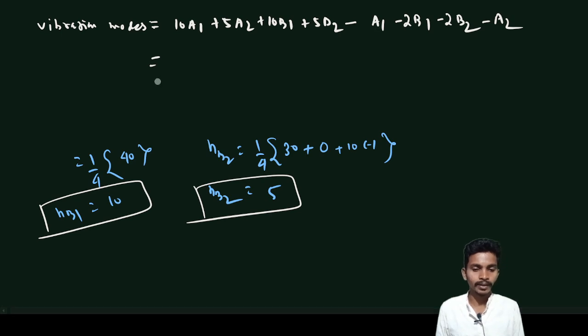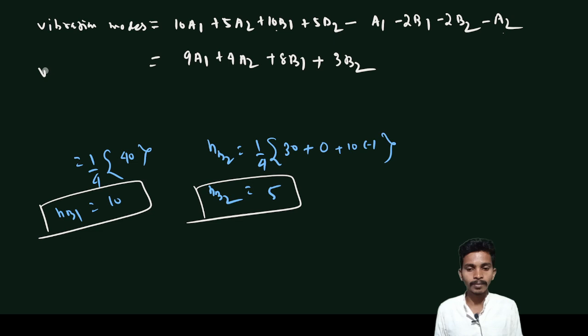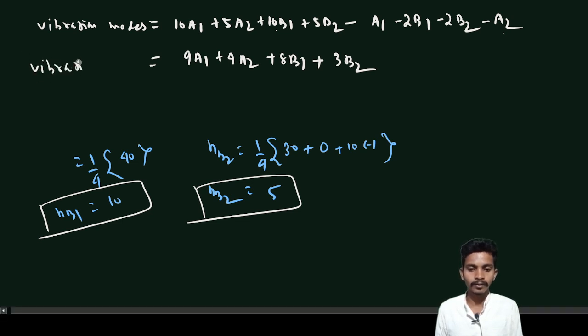So 10A1, that is 9A1, 5A2 minus A2, that is plus 4A2, and 10B1 minus 2B1, so this is 8B1, 5B2 and 2B2, that is 3B2. So these are the vibrational modes.